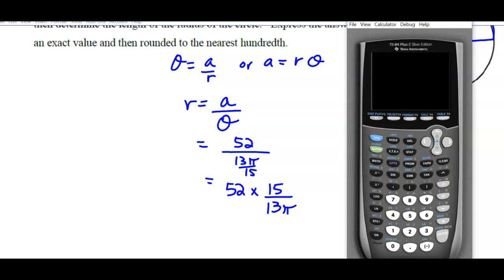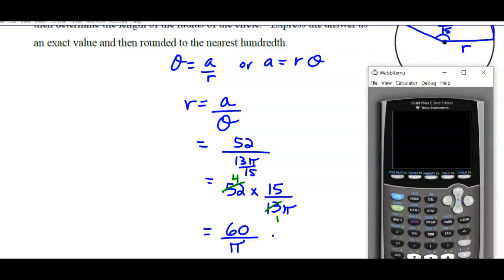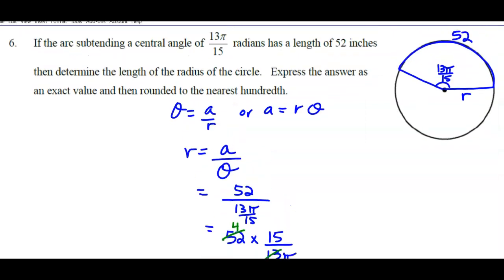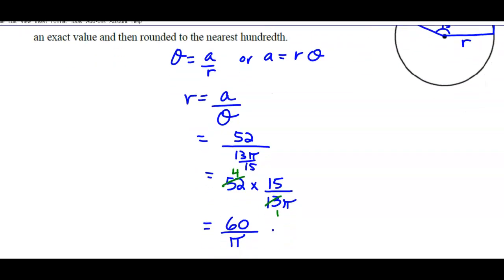So I flip this and multiply. 13 goes into 52 4 times, I think. Okay, what unit is this? Inches? Or, no. Okay, we're finding the radius. So make sure your units are correct, right?